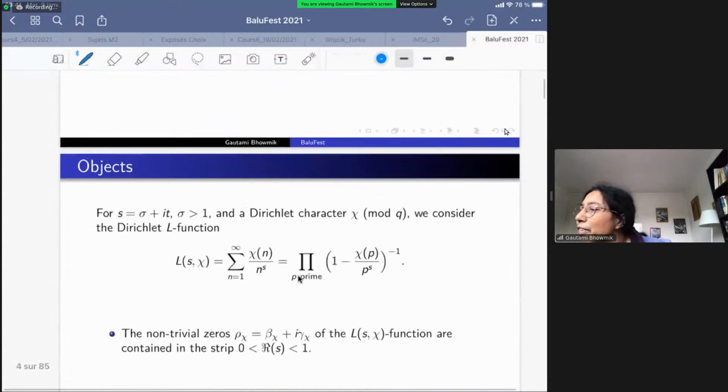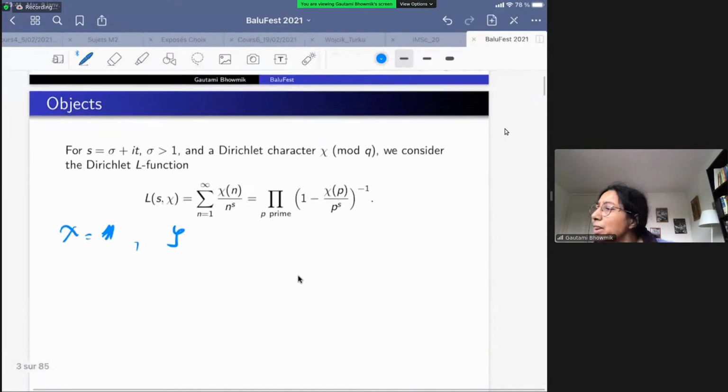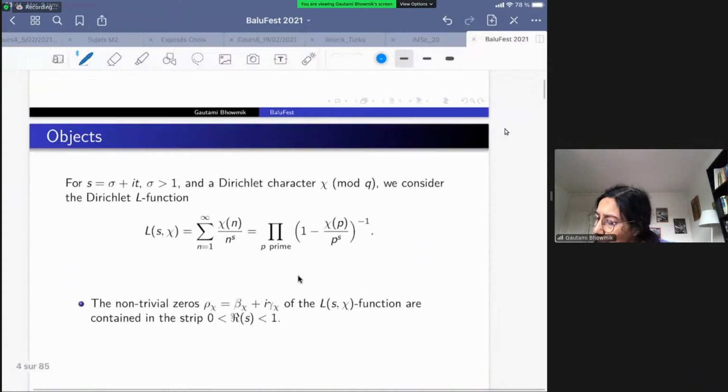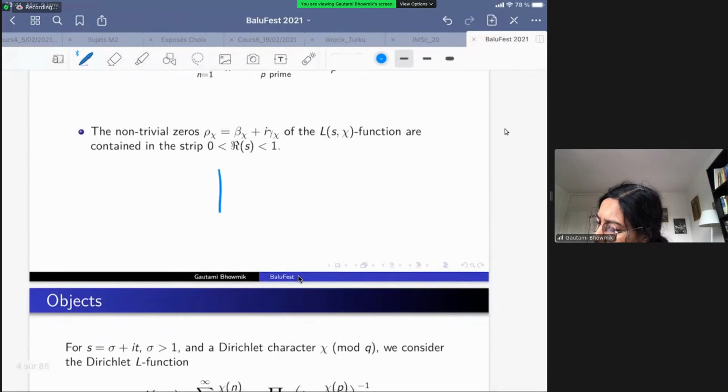So this is a very old question. This is in fact older than Riemann. It is 1837 by Dirichlet, who introduced this to study the class number and the infinitude of prime numbers in arithmetic progression. So where are the zeros? The zeros, the non-trivial ones, these are between 0 and 1. So you have a 0 here, and you have a 1 here, and the zeros are there.